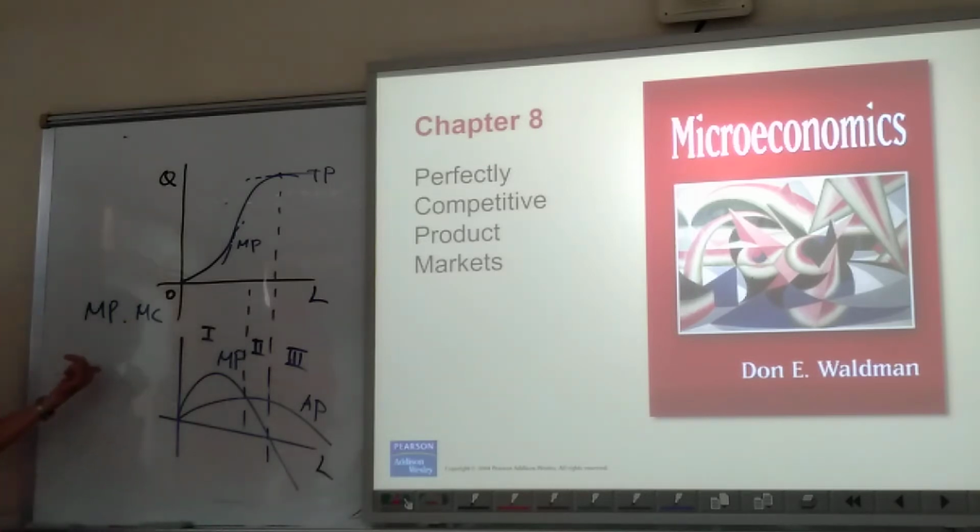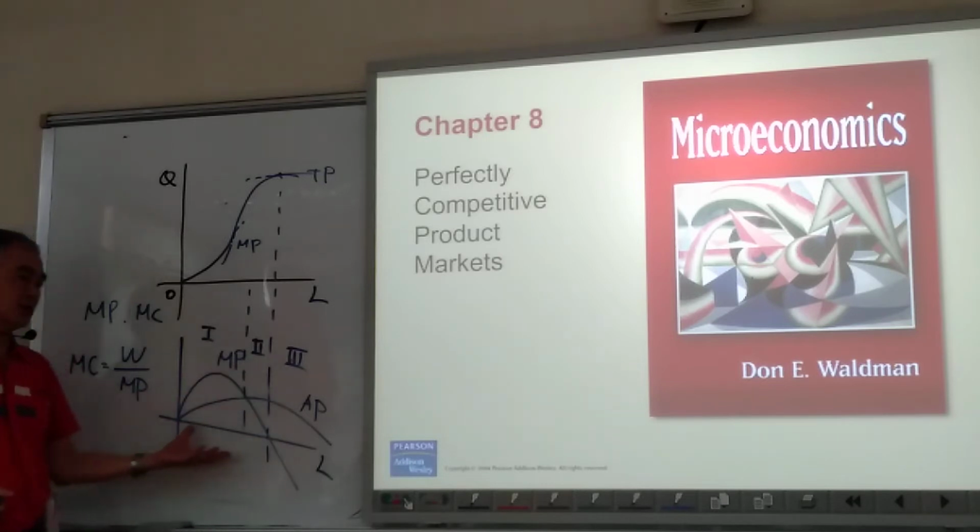Okay, so what's the relationship there? MP 高的时候 MC 比较低，越低。 Okay? And so, MC is equal to W divided by MP, right? So MP goes up. So we have diminishing marginal product. If you have diminishing marginal product, you have increasing marginal cost, okay?